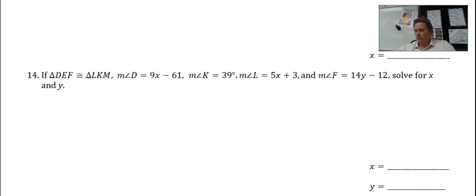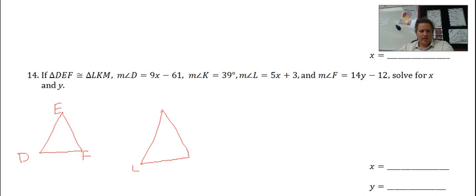It says two triangles are congruent. So let's draw two triangles that are the same. Okay, well those don't look the same, but we're just going to pretend that you have here D, E, F. And remember, they have to go in the same spot, so this is L, K, M. Okay, it tells me that angle D, that angle right there, is 9x minus 61. It tells me angle K, this is 39.